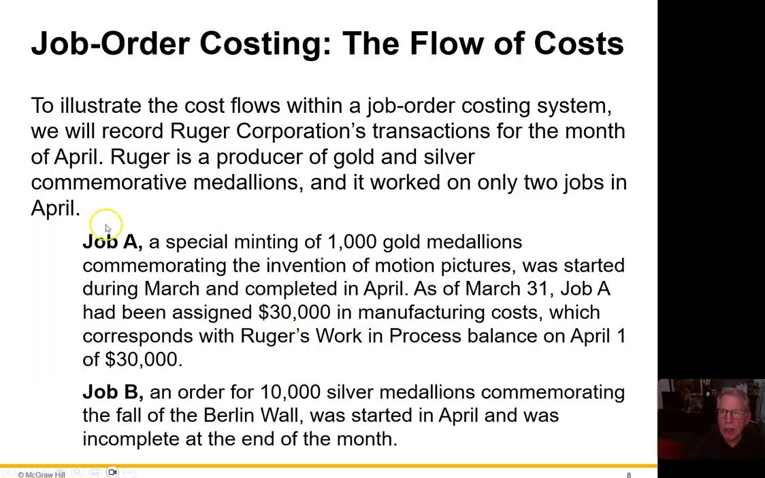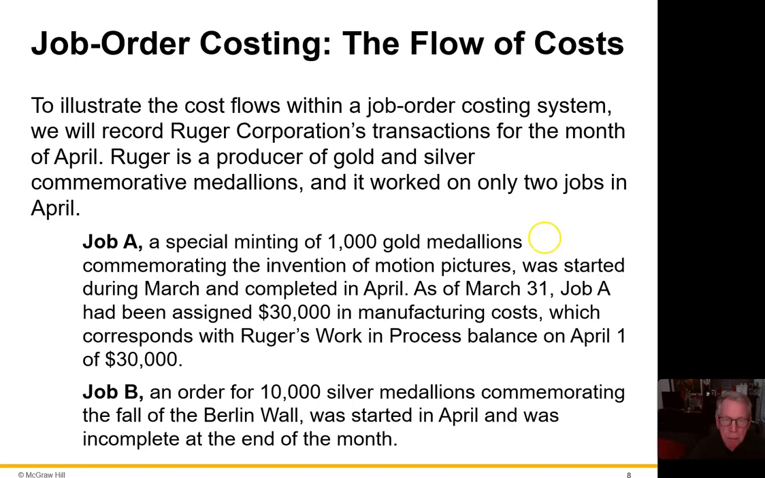Let's take a look at an example here. To illustrate the cost flows, this is a job order costing system. Ruger Corporation's transactions for the month of April. Ruger is a producer of gold and silver commemorative medallions, and it worked on only 2 jobs in April, Job Alpha, Job Bravo. A special minting of 1,000 gold medallions commemorating the invention of motion pictures was started during March and completed in April.